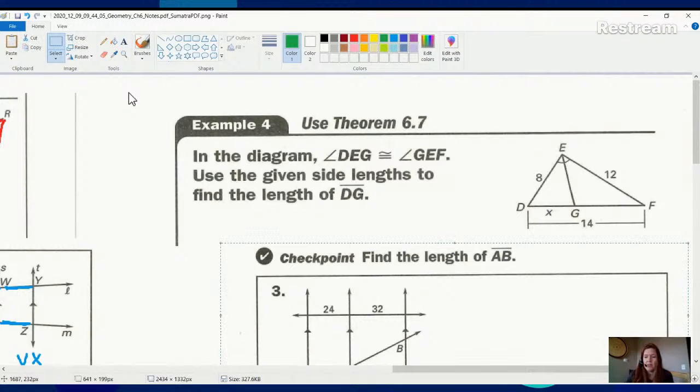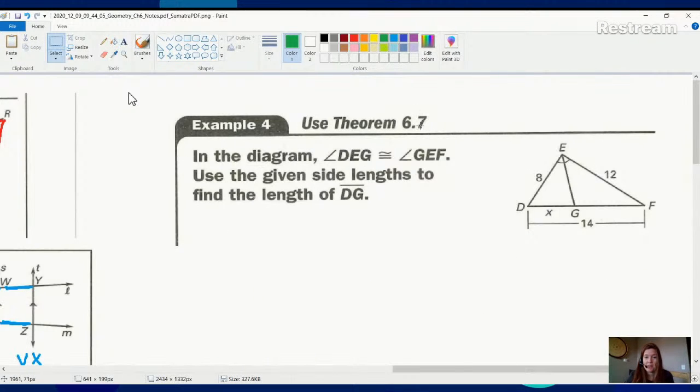Not shockingly, we are going to practice theorem 6.7 because it says use theorem 6.7, right? In the diagram, angle DEG is congruent to angle GEF. So these two angles are congruent. And this EG is a bisector of DEF, right? And that's theorem 6.7. It's kind of unique so that we know it's a little bit different, right? Use the given side lengths to find the length of DG.